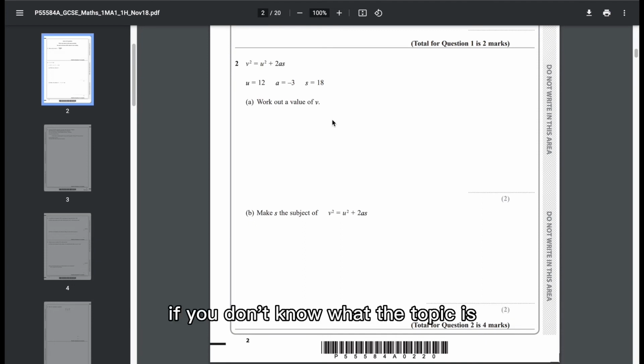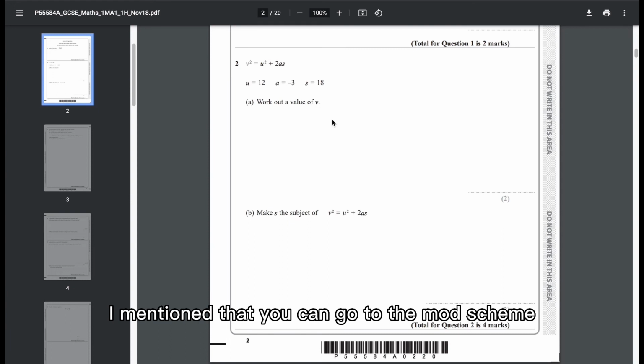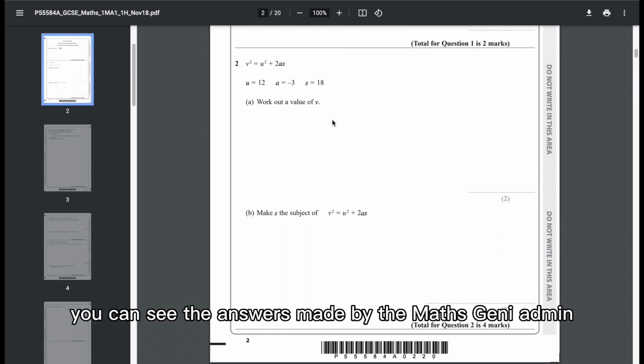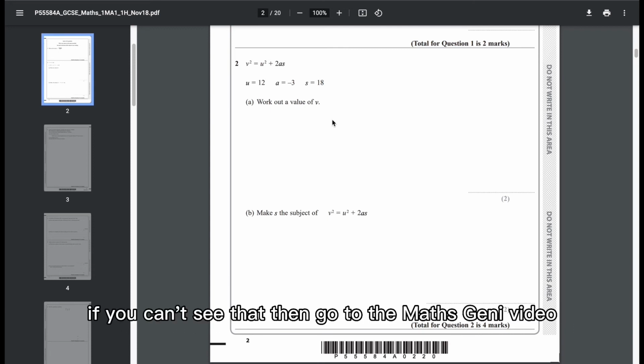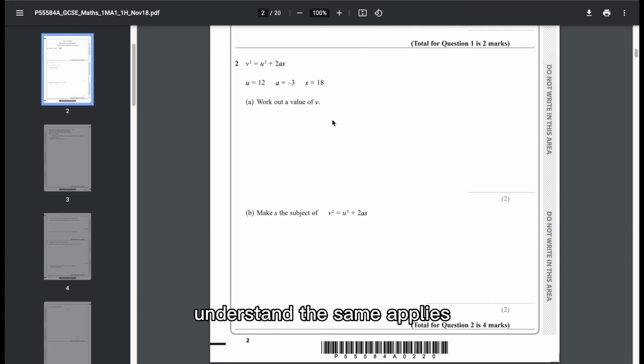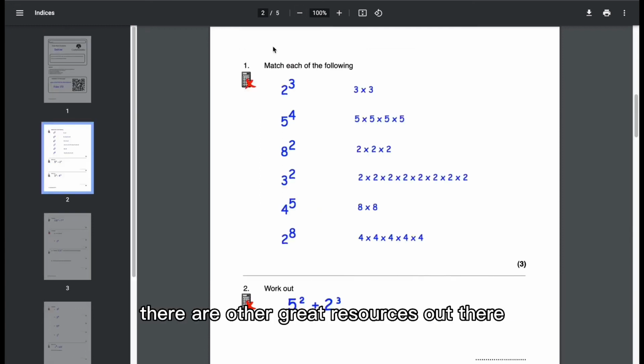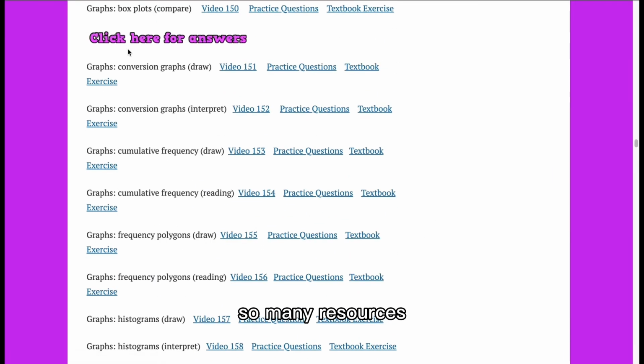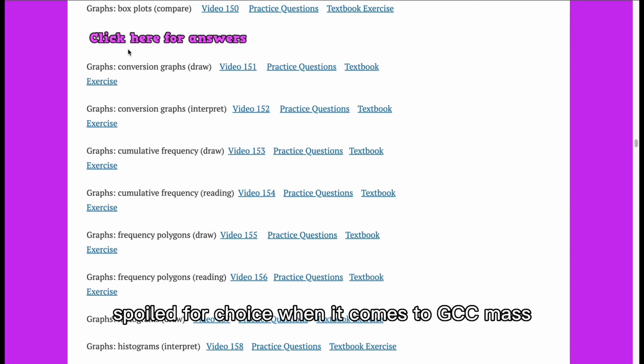If you don't know what the topic is, I mentioned that you can go to the mark scheme and see if there is a hint of what the topic is. If not, you can see the answers made by the Maths Genie admin. If you can't see that, then go to the Maths Genie video. Understand? The same applies. It's not only Maths Genie, there are other great resources out there, such as Corbettmaths, which I've done a video on as well. So many resources. Literally, you guys are spoiled for choice when it comes to GCSE Maths.